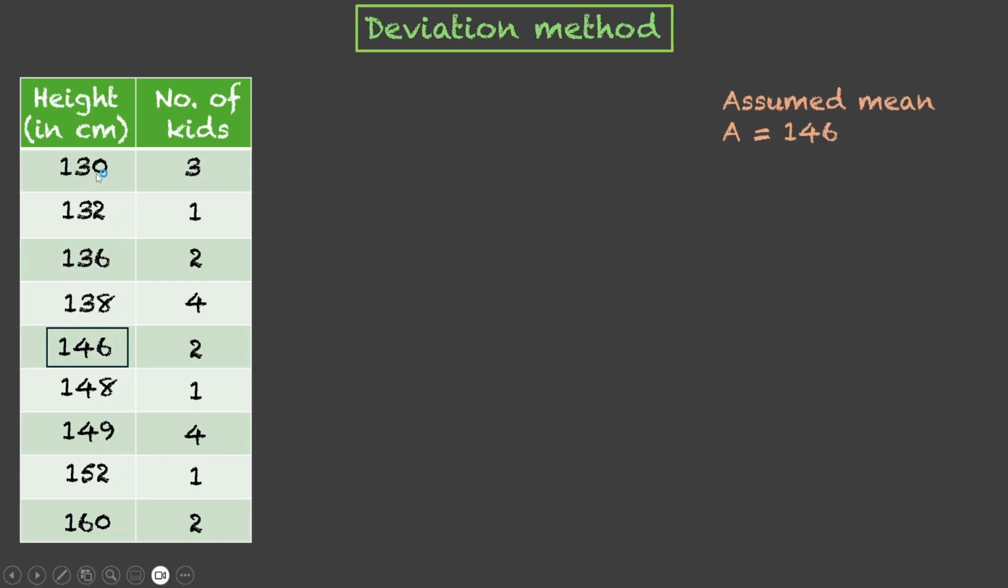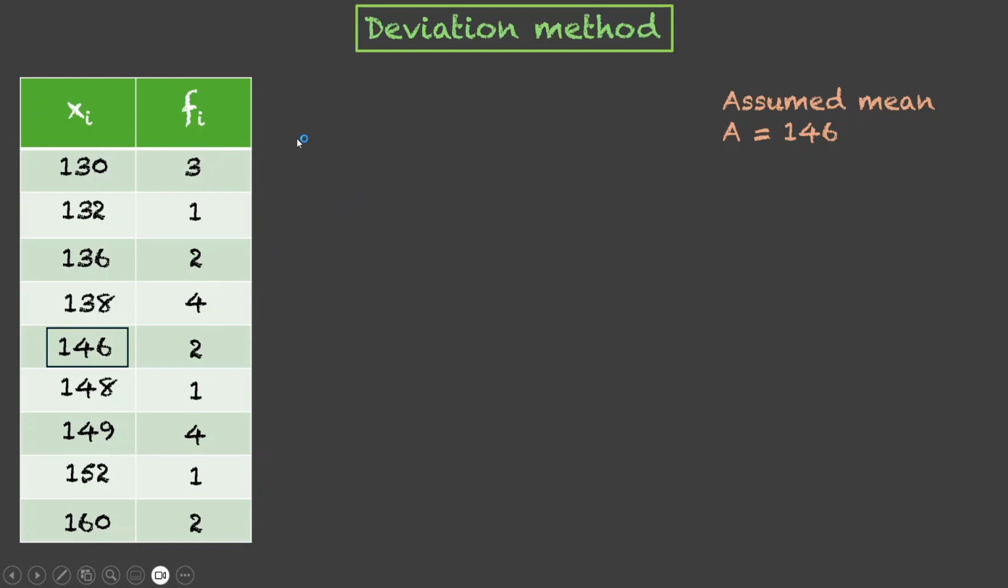Now let us do one thing. Let us replace this height. Let's just write xi over here. This xi is nothing but a notation. This i denotes the number of the data point. For example, this is x1, x2, x3, and so on. Let's write fi. Again, this is frequency 1, 2, 3, 4, and so on.